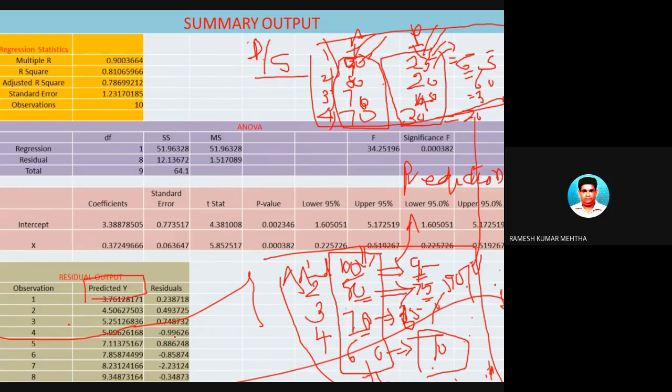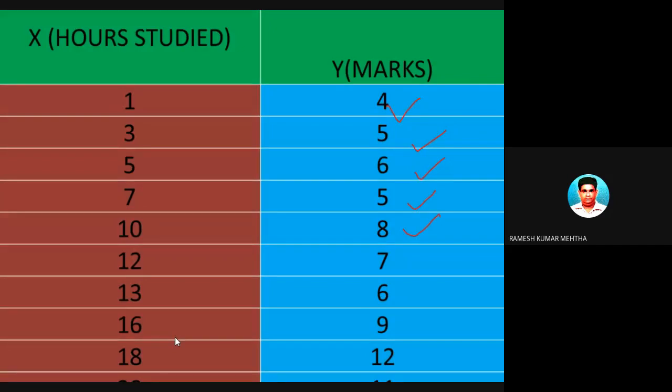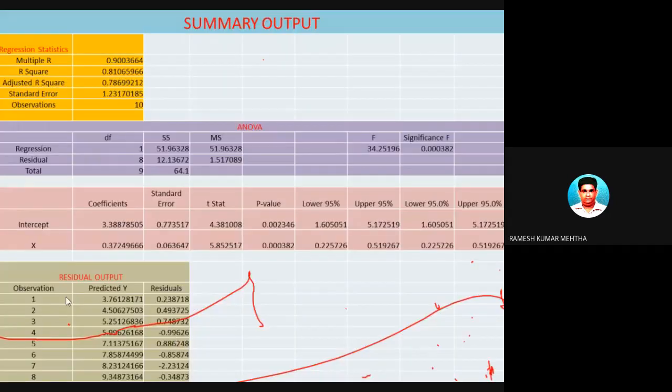So just go to the previous slide. I will write here 4, 5, 6, 5, 8. So this was the actual number of marks. The actual number of marks from the given data were 4, 5, 6, 5, 8.